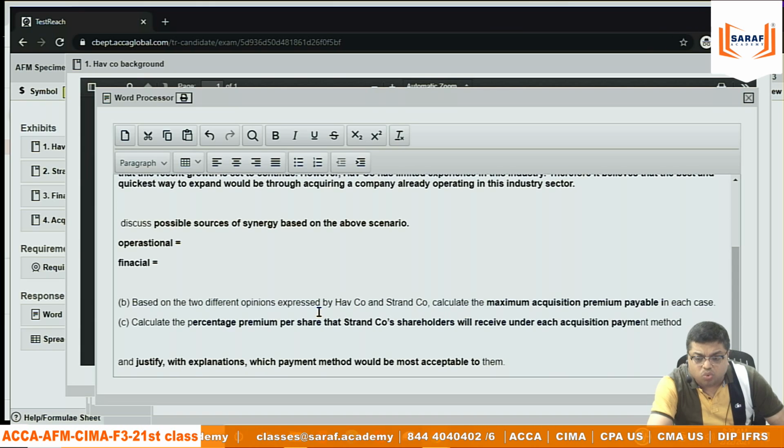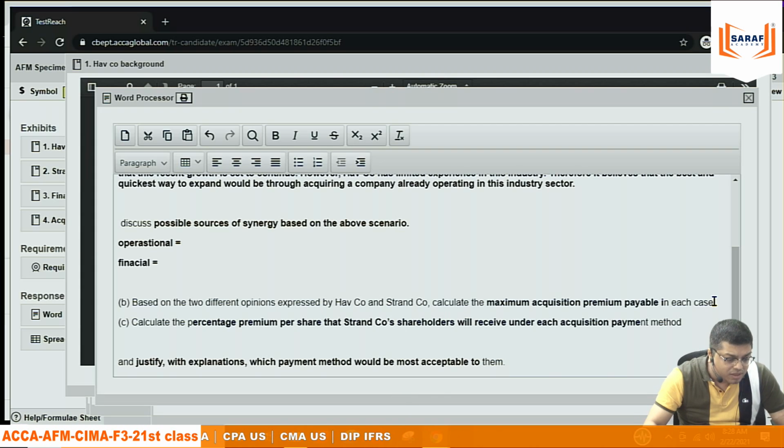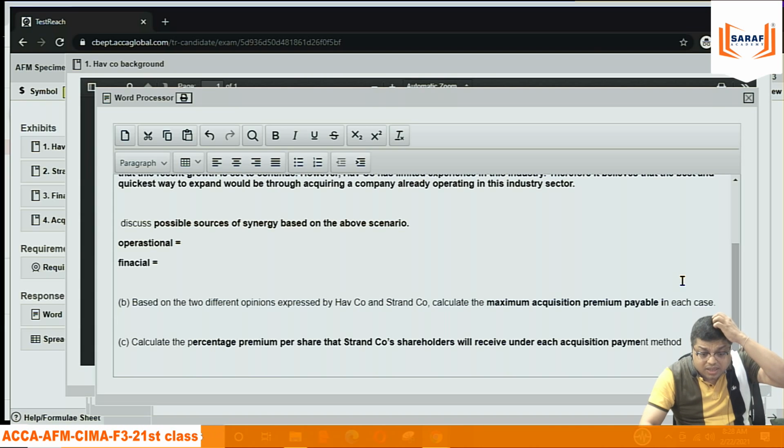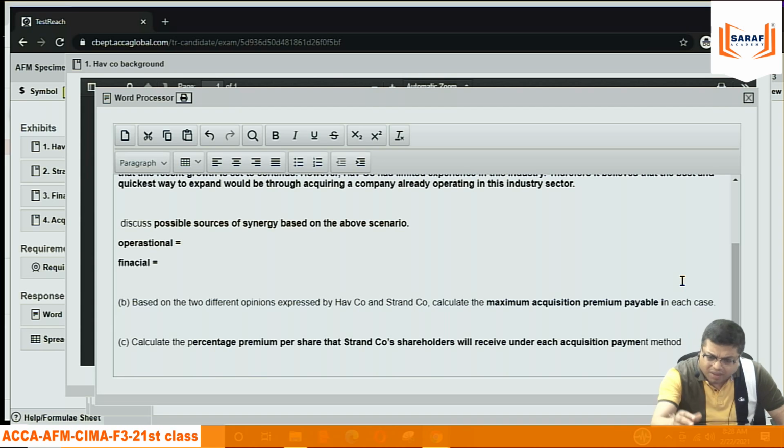Then, based on the two different options expressed by H and S company, calculate the maximum acquisition premium payable in each case. Now, whether this answer should be solved in Excel or Word file: if you think you are going to make so many columns and there are many calculations involved, then go in Excel. If you think it's just 1 or 2 line calculation, you can write it here. It's habit and it's your comfort level.